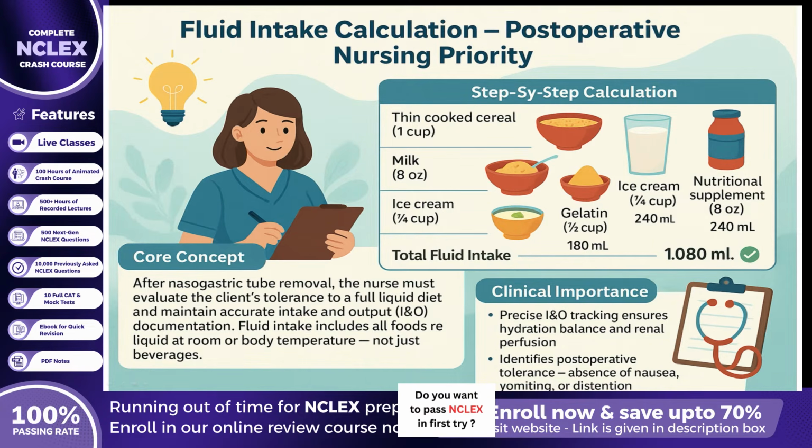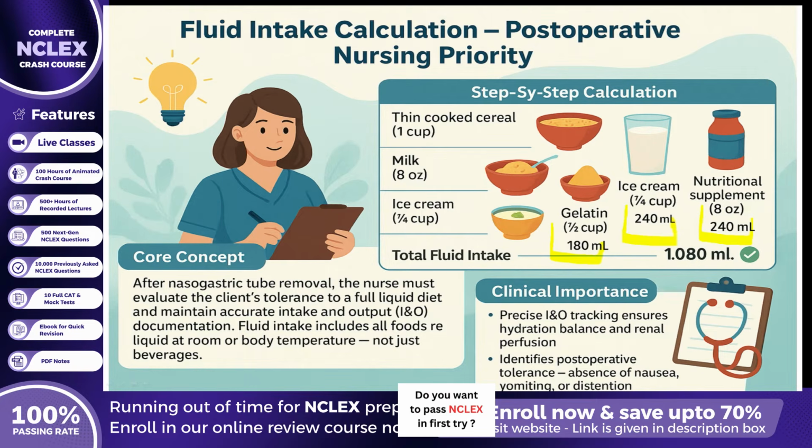1 cup of thin-cooked cereal equals 240 milliliters. The 8-ounce carton of milk adds another 240 milliliters. 1/4 cup of ice cream contributes 60 milliliters. The 8-ounce nutritional supplement drink equals 240 milliliters. 6 ounces of creamed soup amount to 180 milliliters. Lastly, 1/2 cup of gelatin equals 120 milliliters. When all these are summed, 240 plus 240 plus 60 plus 240 plus 180 plus 120, the total fluid intake is 1,080 milliliters.